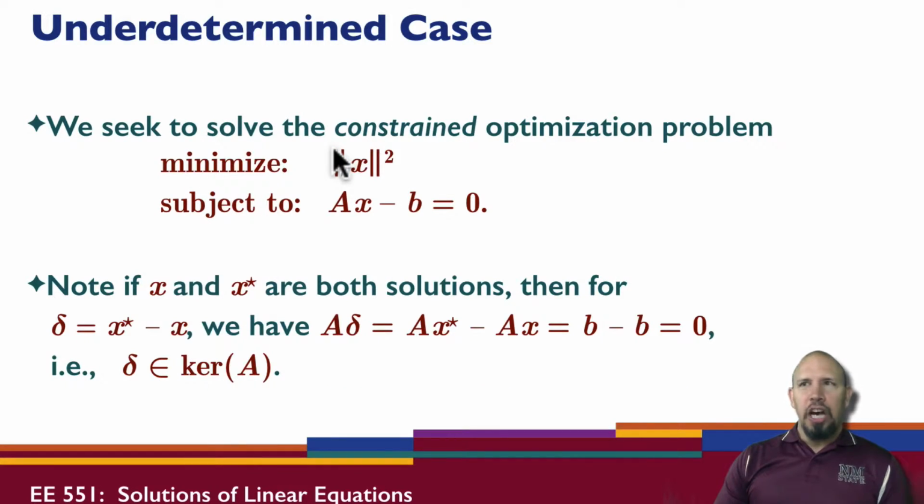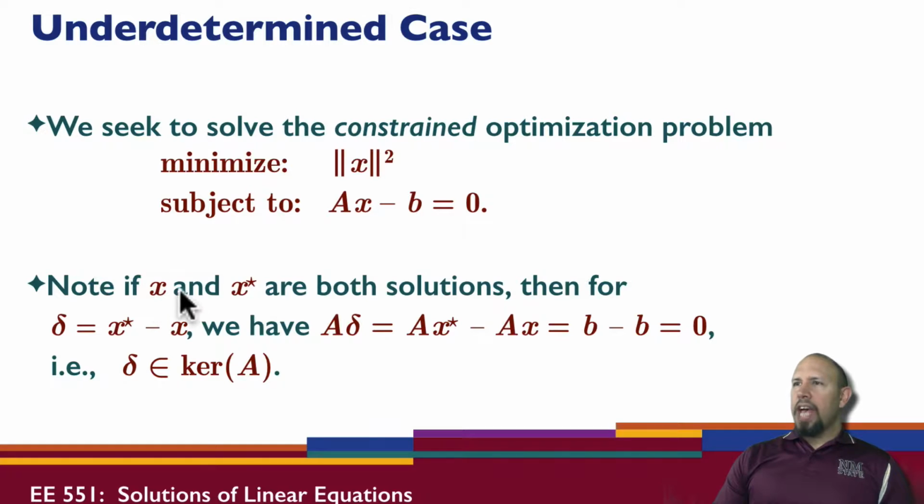Again, we have a constrained optimization problem. We're going to minimize the norm of x squared subject to Ax minus b is equal to 0. That is, the only x's that we consider in this minimization problem are the x's that satisfy this equation. Okay, so those are the only x's we consider.